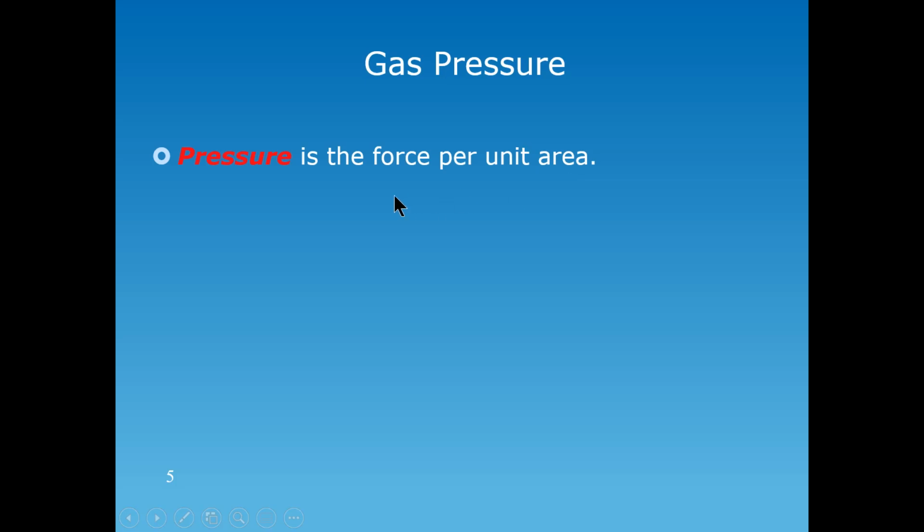All right, so people tend to use pressure and force in everyday language as if they mean the same thing. But pressure is one thing and force is another thing, even though they're related to each other. Force simply is a push or pull. So if I'm pushing on something or pulling on something, I'm exerting force on that particular object. Pressure is the force exerted per unit area, right?